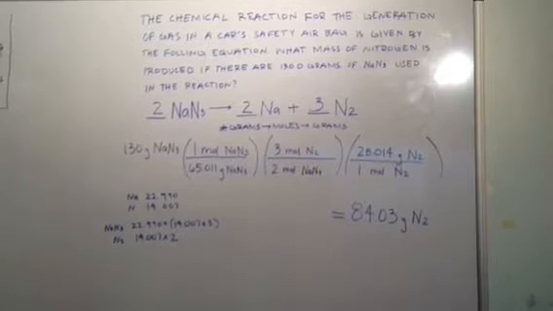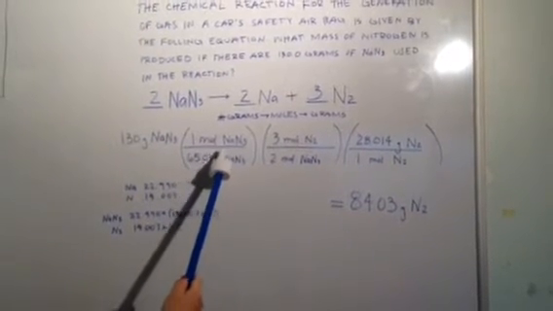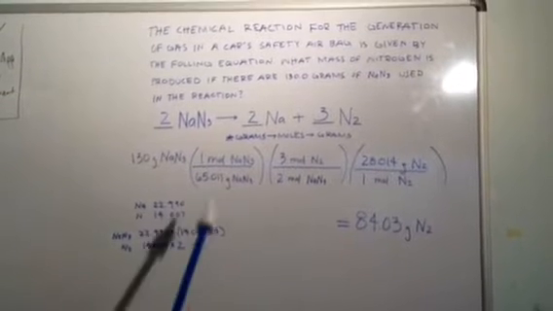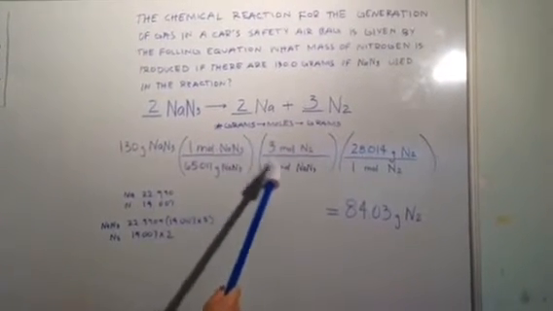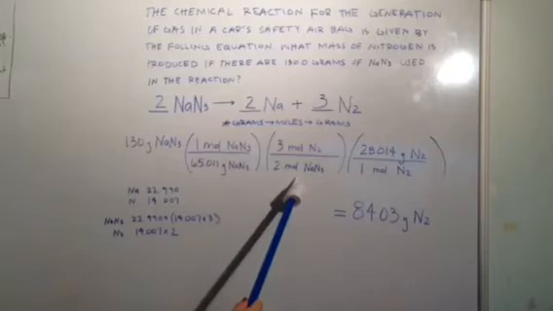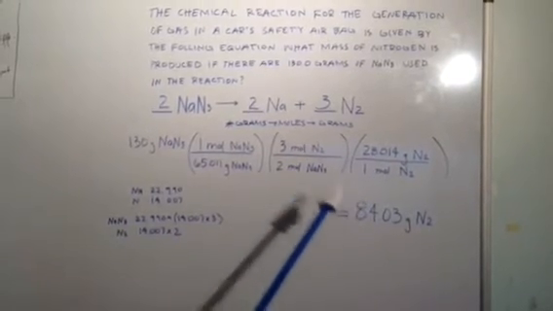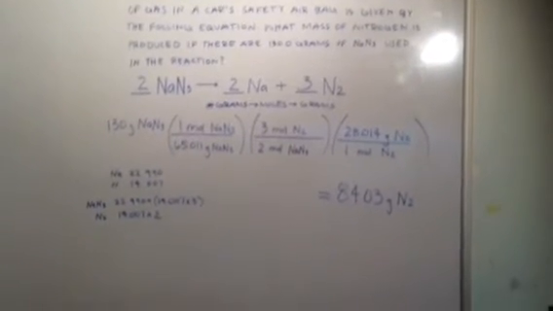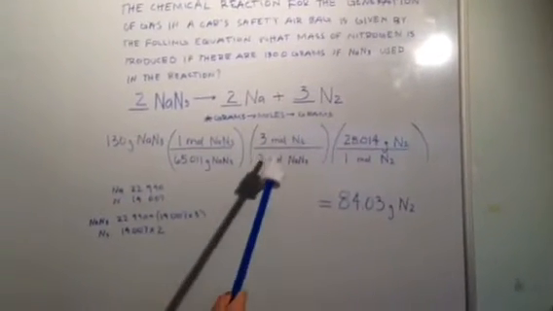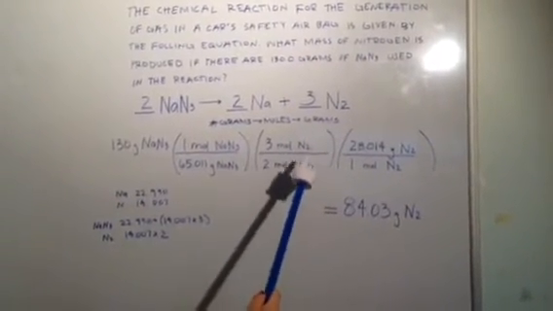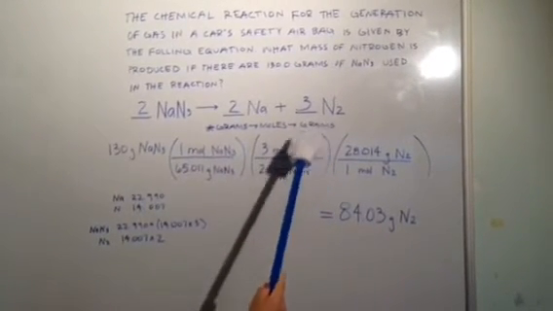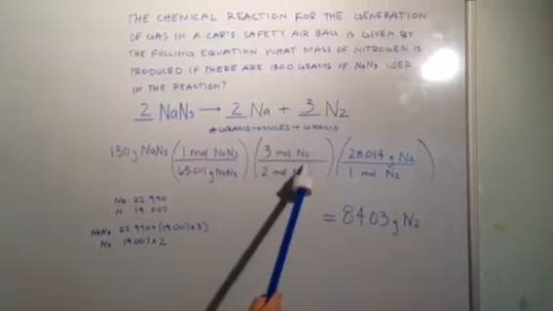In step 2, because you're going to go from moles of NaN3 to moles of what you want to find, to cancel out moles of NaN3, on the bottom you'll write 2 moles of NaN3 because you need to reference your equation. And on the top, you're going to write the moles of what you want to find. So referencing your equation, you have 3 moles of N2. So on the top you write 3 moles N2.